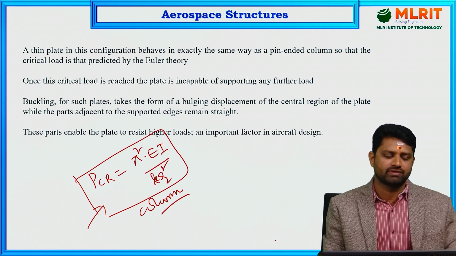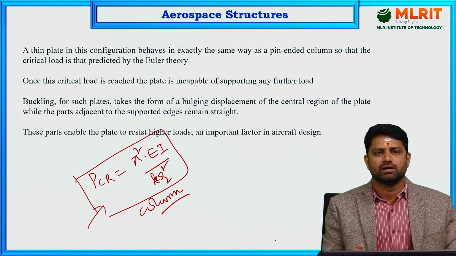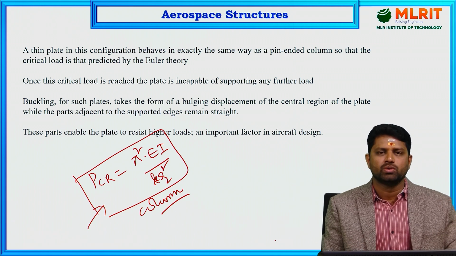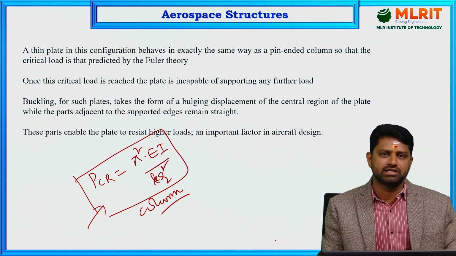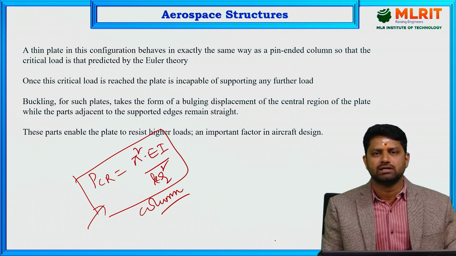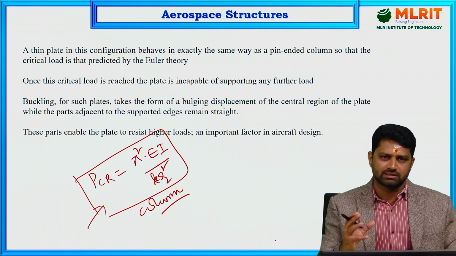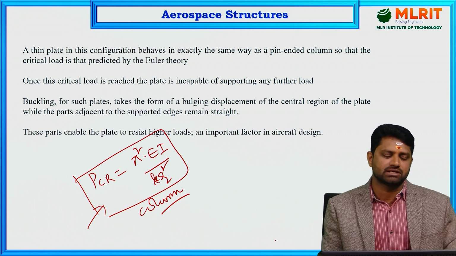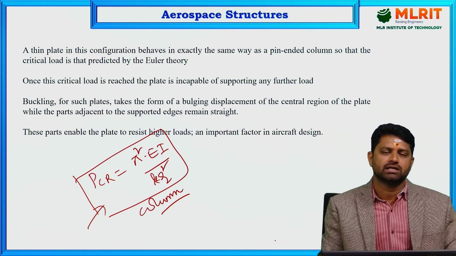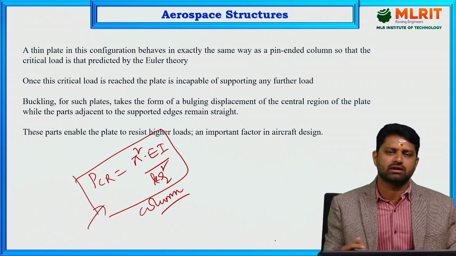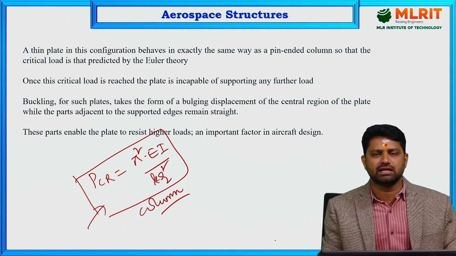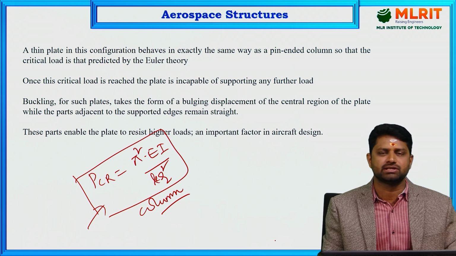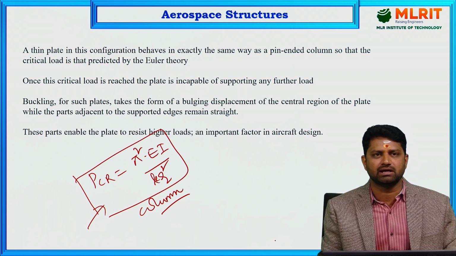So what happens when the buckling of such a plate occurs? You are going to find changes in the dimensions of the plate, and you can see the bulging displacement from the central region of the plate, while the parts adjacent to the supported edges remain straight. We have seen two edges are simply supported and two edges are free. The remaining edges remain straight, but the loading edges suffer some kind of displacement whenever the buckling occurs.